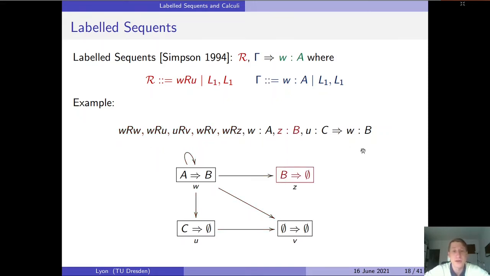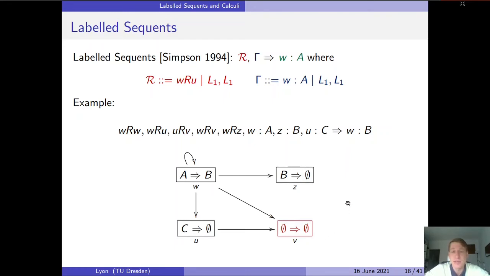And then you decorate each of the labels, or nodes, occurring inside of your graph with Gentzen-style sequents, depending on what labeled formulae occur in your labeled sequent. So we have wA on the left and wB on the right. Therefore, A implies B decorates w. We have zB on the left but nothing on the right. Therefore, B implies empty set decorates z. We have uC on the left of the sequent arrow but nothing on the right. Therefore, C implies empty set decorates u. And nothing is associated with the label v. Therefore, the empty sequent decorates v.